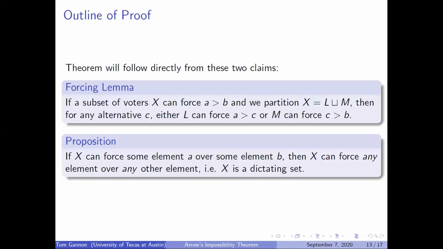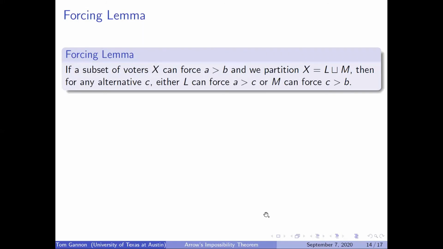Okay, so let's prove the forcing lemma. I've just written the forcing lemma again for you. If a subset of voters, which I called X, which doesn't have to be all the voters, can force A over B, for some two alternatives A and B, and we divide the room in any way we want, then for any other, third alternative C, L can force A over C, or M can force C over B. We don't know which.